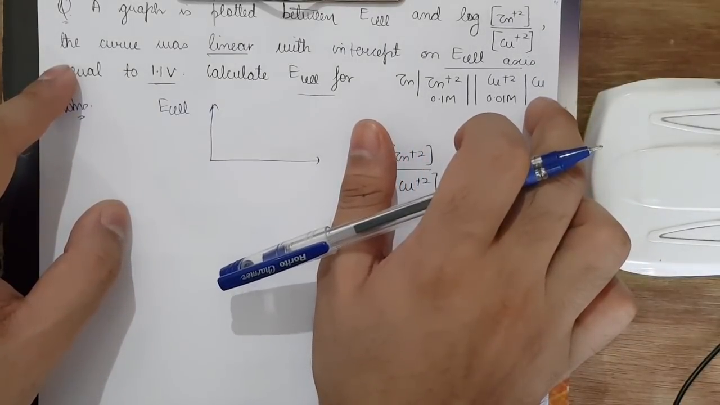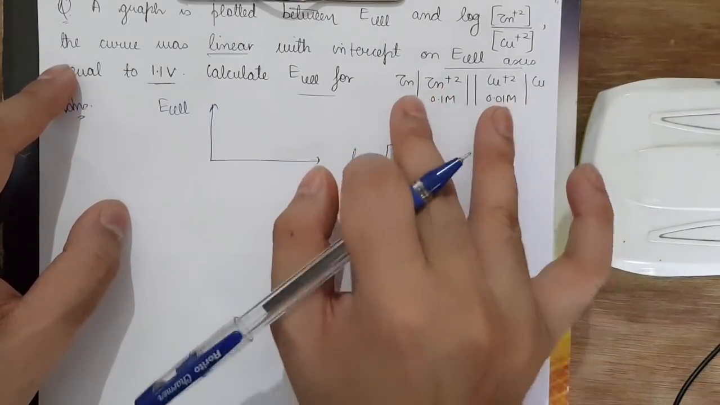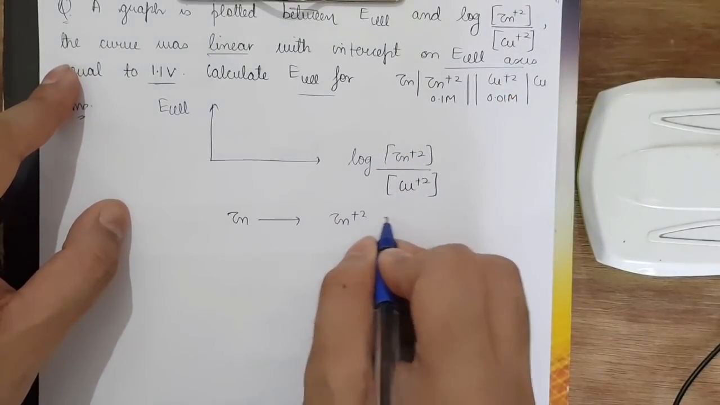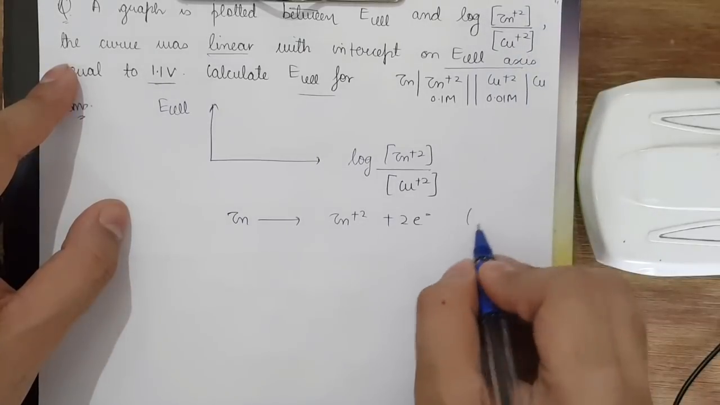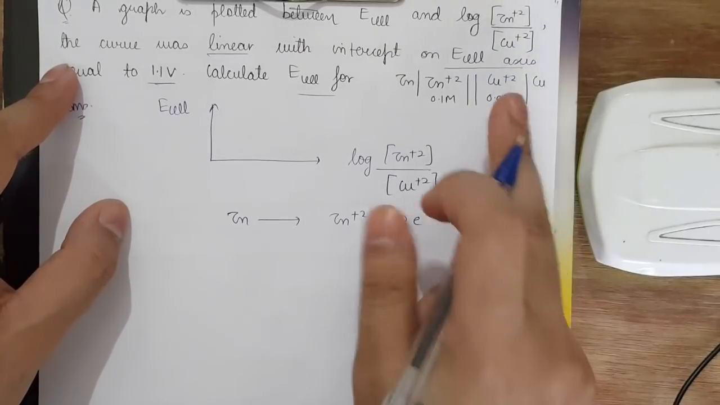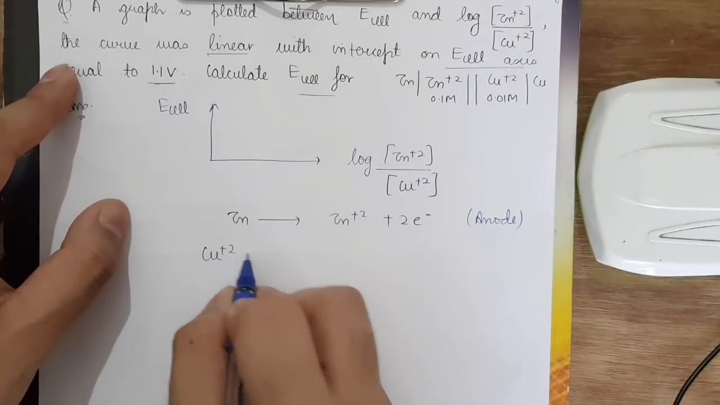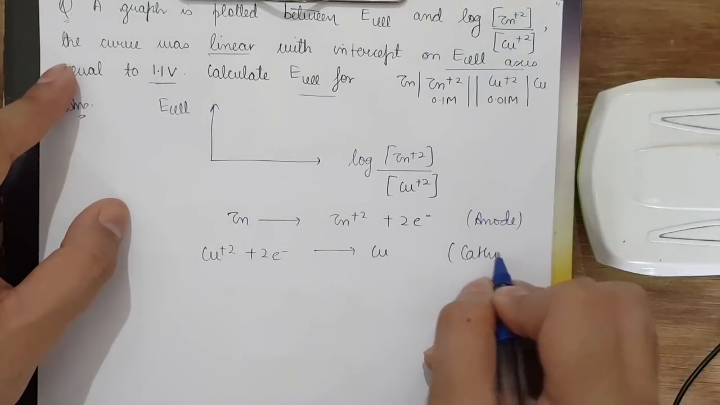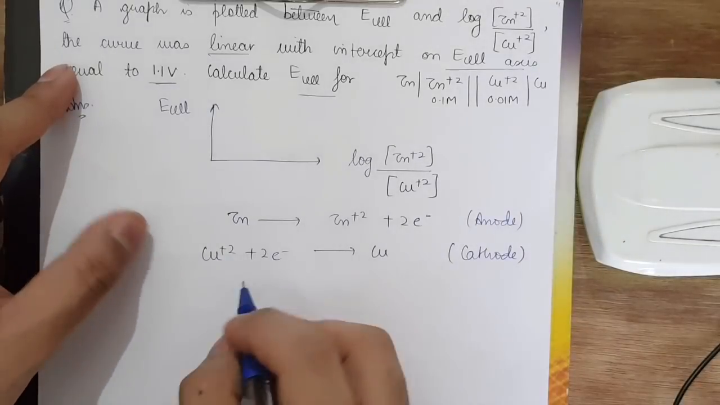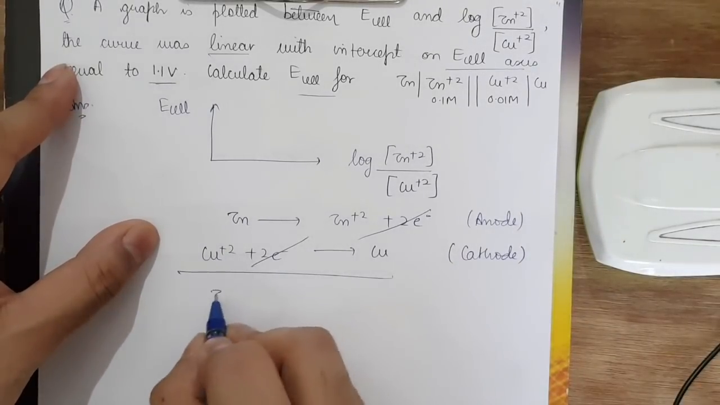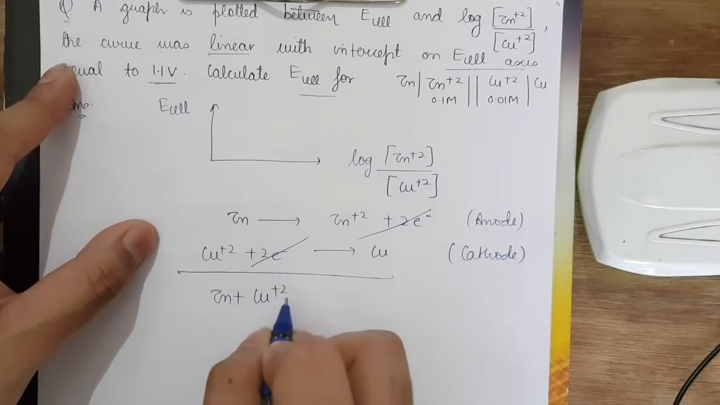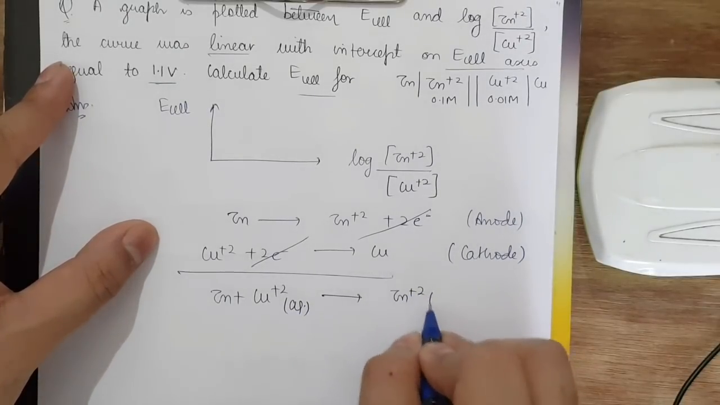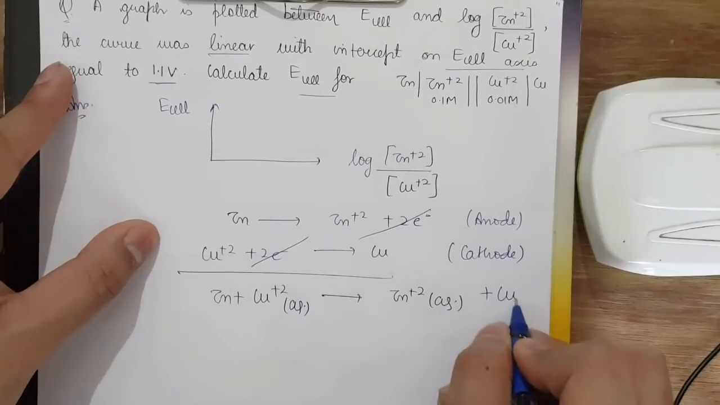Whenever an electrochemistry question comes, the first mission should be to write the cell equations. So we have Zn, which goes into Zn plus 2 plus 2 electrons, which is happening at the anode. At the cathode, we would have Cu plus 2 plus 2 electrons to give me Cu, which is occurring at the cathode. Now adding both of these equations, we get Zn plus Cu plus 2. See, the ions are always in the aqueous form, otherwise they won't be stabilized. And Zn plus 2 aqueous plus Cu.